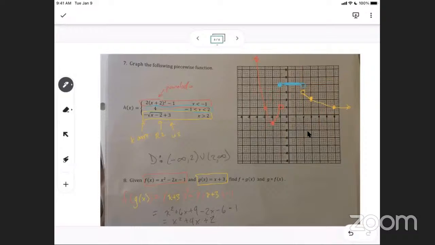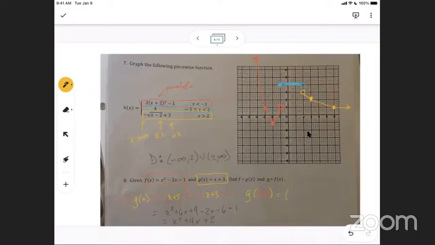X squared plus 4x plus 2. So that is f of g of x. Now let's do the other one, because they're not going to be the same, at least not necessarily. So g of f of x, so I'm now plugging in the red f of x into g of x. So I will write out my f of x.